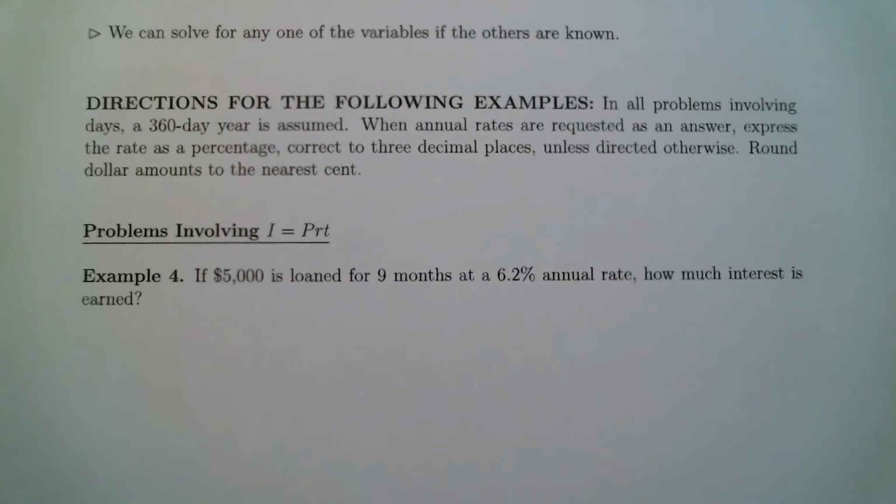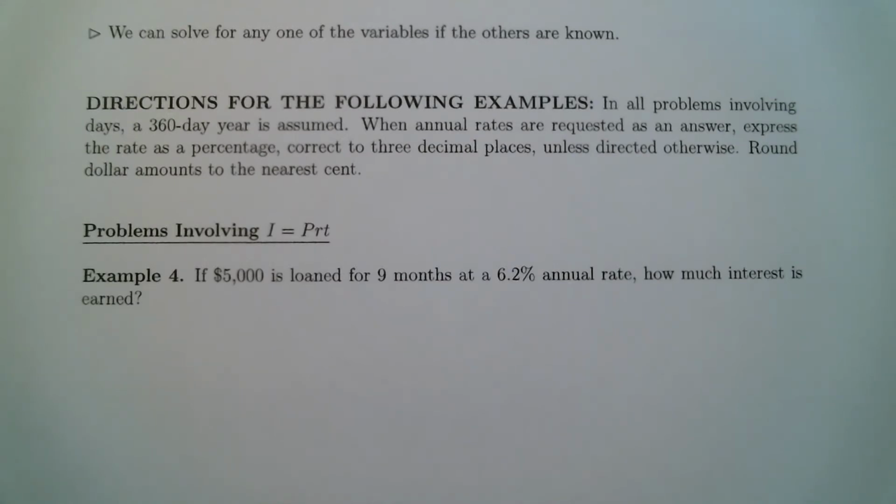Here are the directions you're going to see in this section. In all problems involving days, a 360-day year is assumed. For our purposes in this class, usually if you're doing simple interest and you're working in days, you're going to use a 360-day year. If you're working in the other sections, with compound interest or annuities or amortization, you're going to assume a 365-day year. But again, do not worry. You will be told how many days to assume in the year.